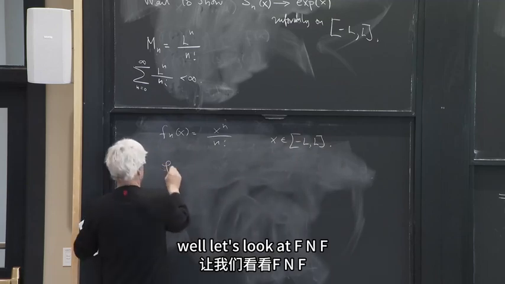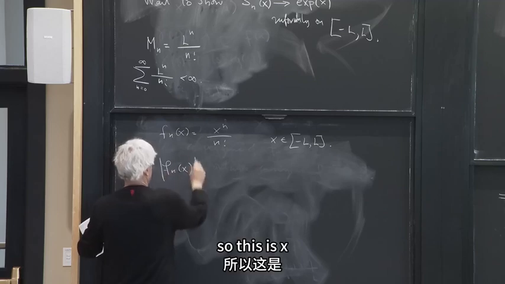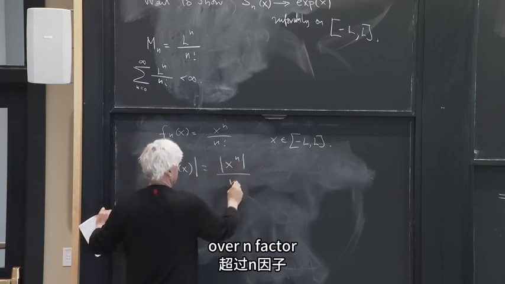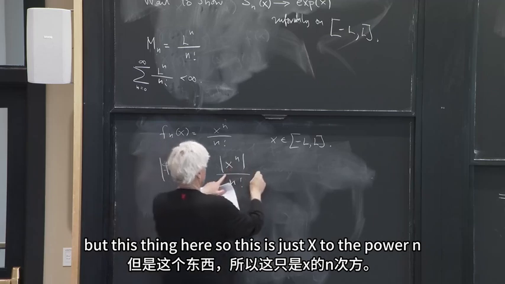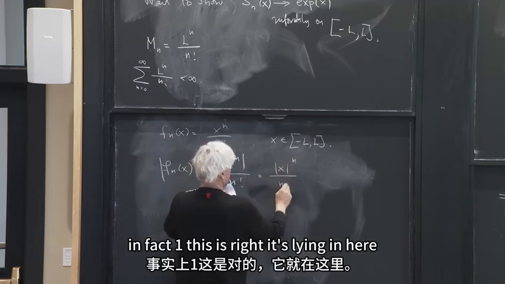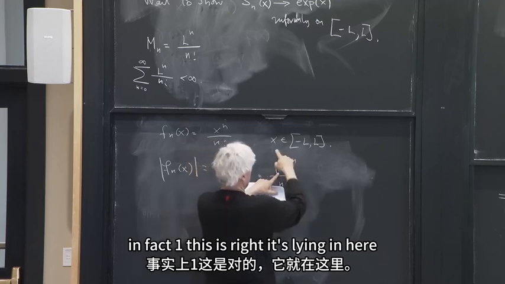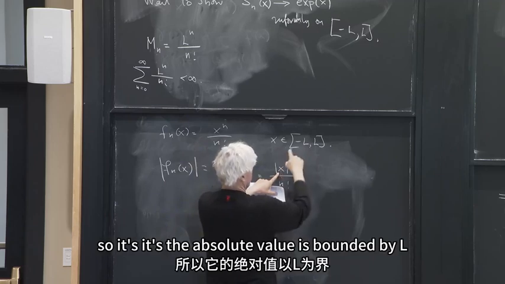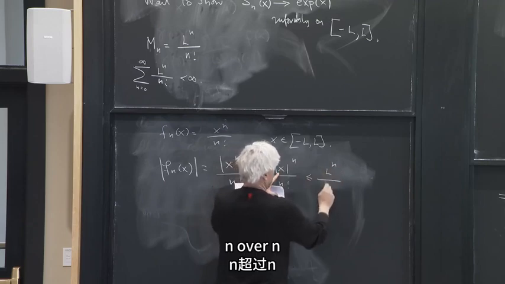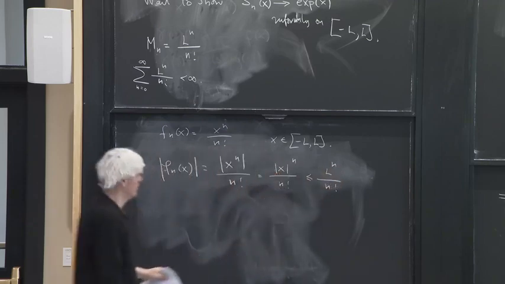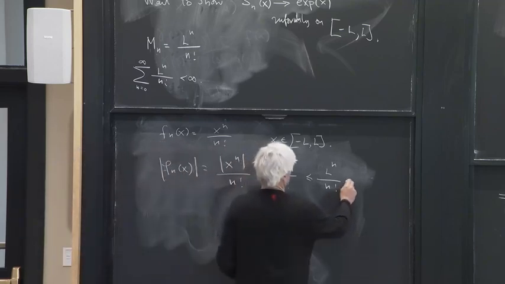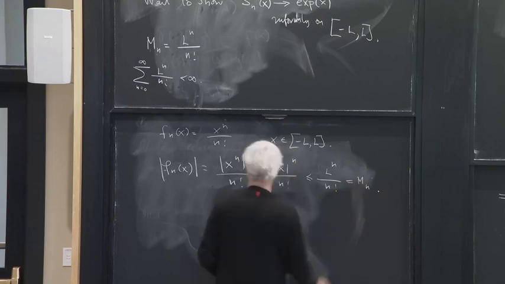Well, let's look at fn of x. So this is x^n over n factorial. But x lies in this interval, so its absolute value is bounded by L. So this is at most L^n over n factorial. Right, so I have that this is less than these Mn.